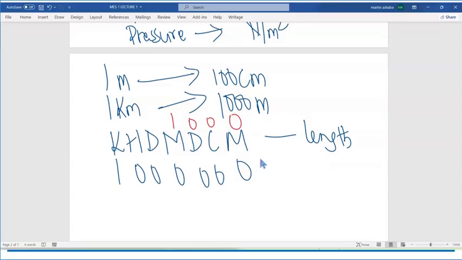Okay? So 1 kilometer has how many millimeters? 1 million millimeters. Let me write it here. So 1 kilometer is equal to 10 to the power 6 millimeters.